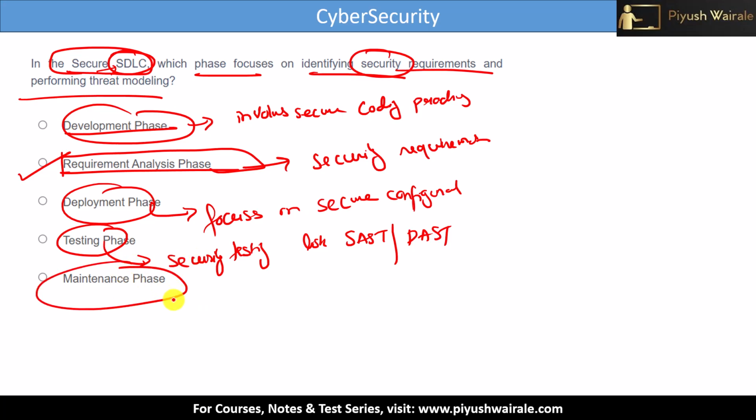It handles the patches and incident response, whatever incidents are reported. So option B is correct here. Other options are not correct. Okay. I hope you understand this question.